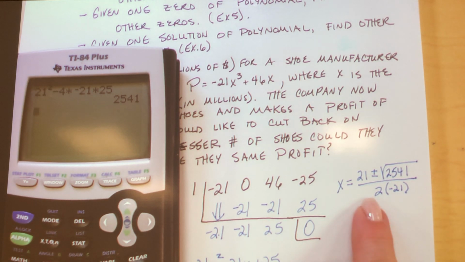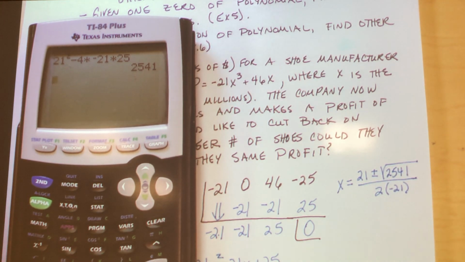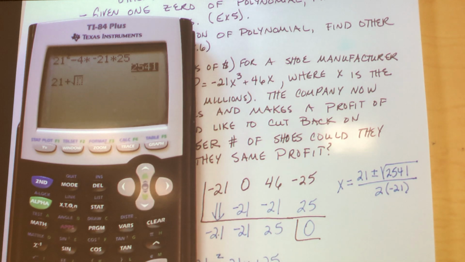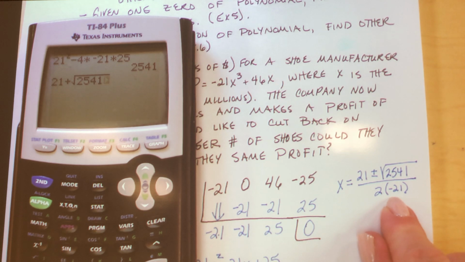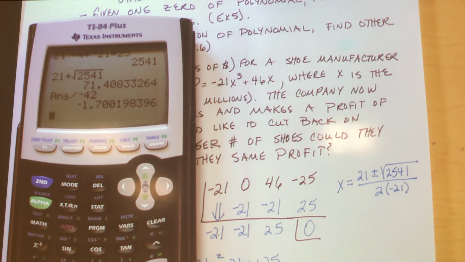So I got 2 answers here. I'm going to find them one at a time on my calculator. I could use a fraction, but I'm not a big fraction button person. So I'm going to say 21 plus the square root, and grab this number and pull it down there. Now I need to divide the whole thing by negative 42, so I press enter, get the answer, and then divide by negative 42. So one of my solutions is negative 1.7.